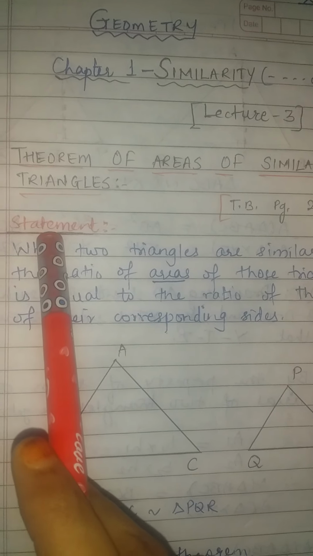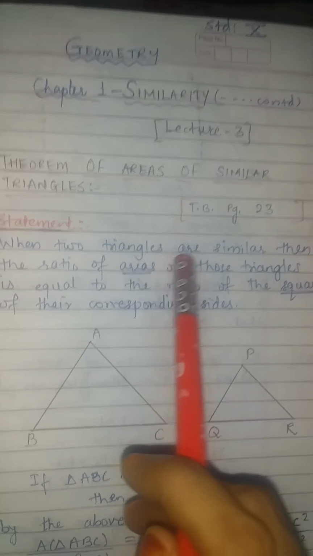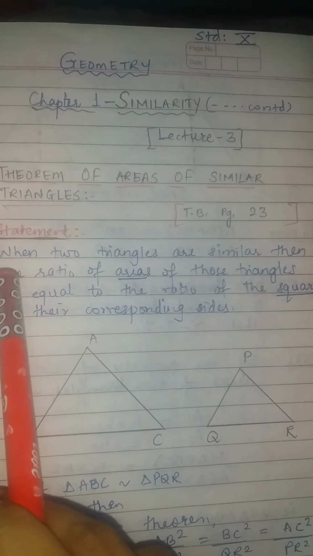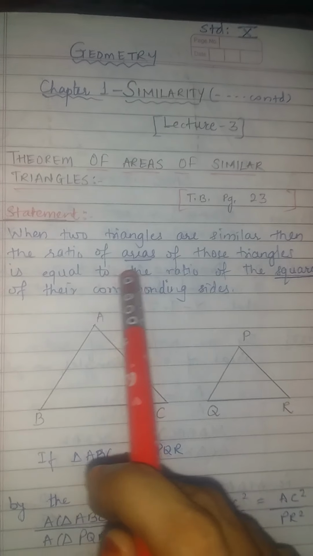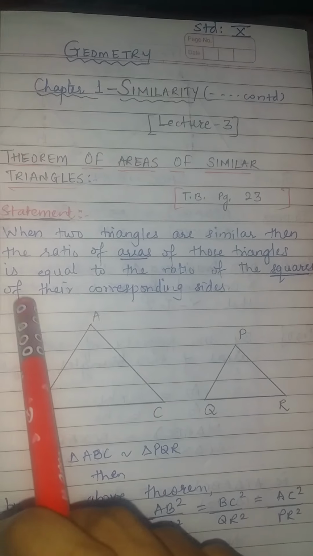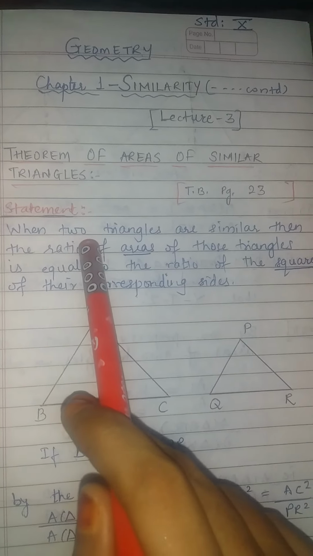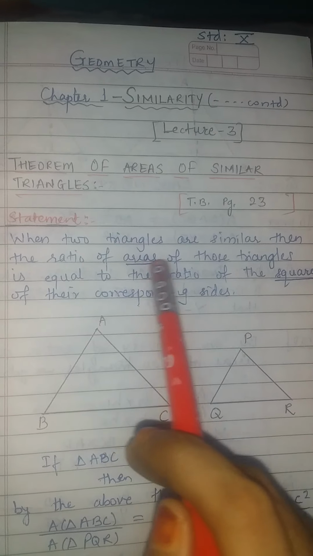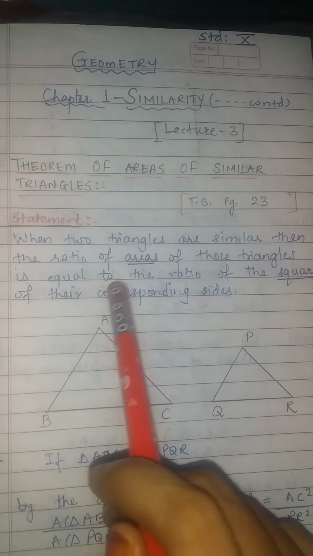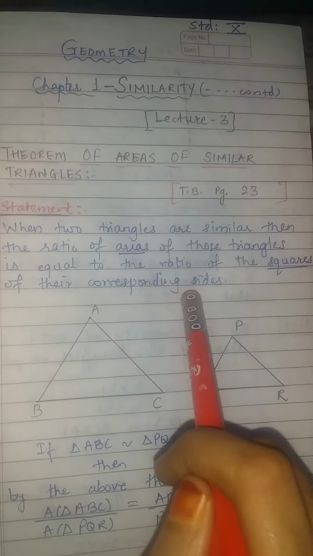Let's first see the statement of the theorem. When two triangles are similar, then the ratio of areas of those triangles is equal to the ratio of the squares of their corresponding sides. Repeating, when two triangles are similar, then the ratio of areas of those triangles is equal to the ratio of the squares of their corresponding sides.